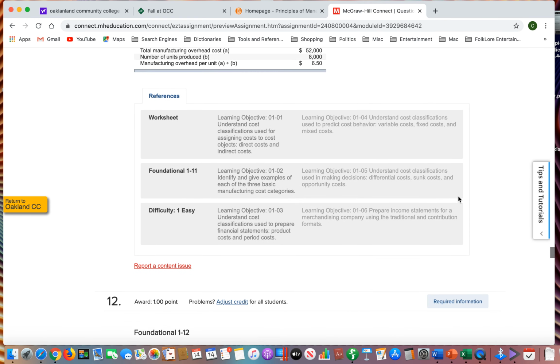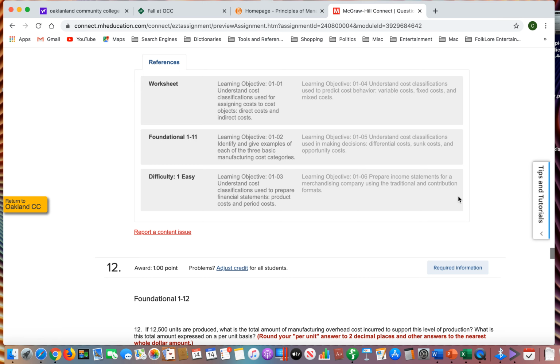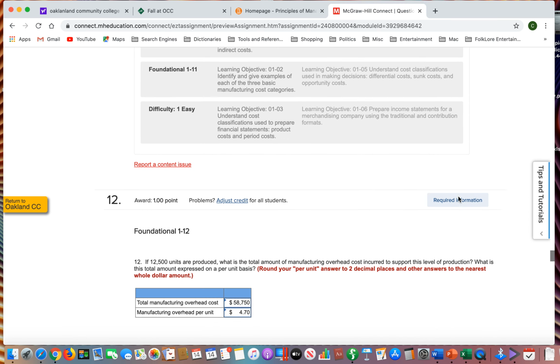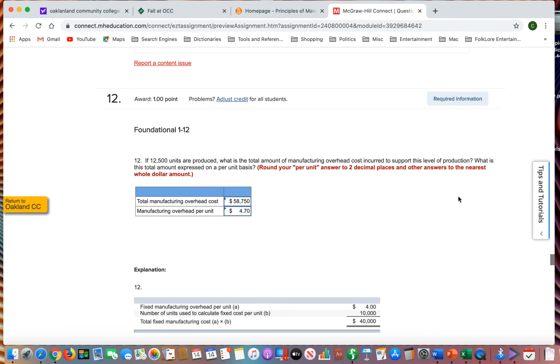Okay, let's go to number 12. If 12,500 units are produced, same question but a different amount. Now it's 12,500. We want the total manufacturing overhead, both fixed and variable. What is the total amount on a per unit basis? Same thing. You got the 40,000 fixed. Period.